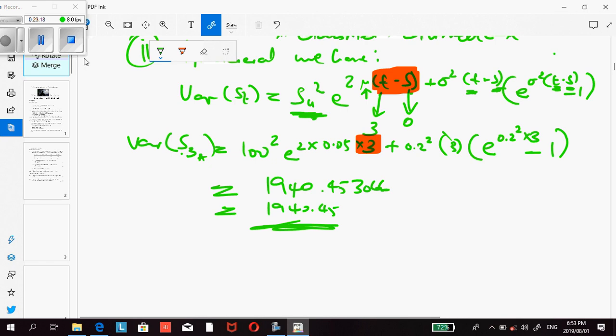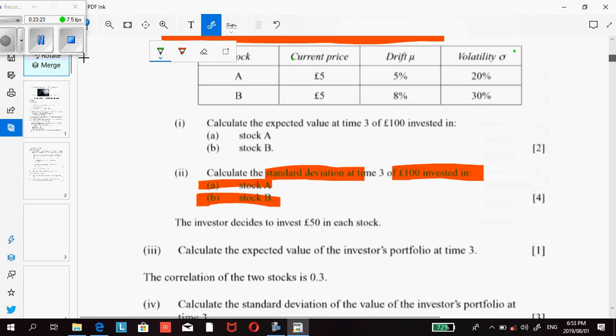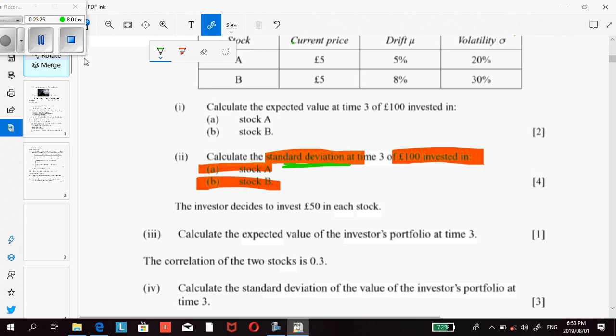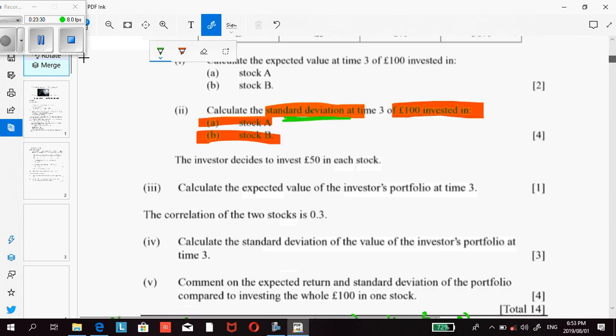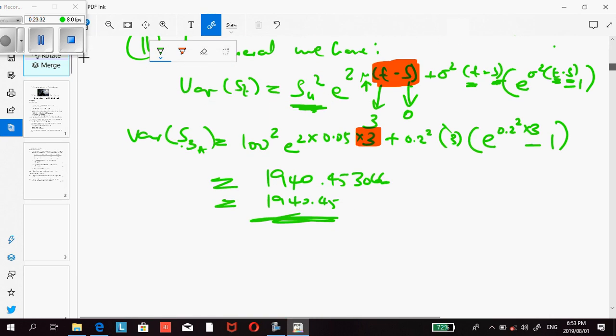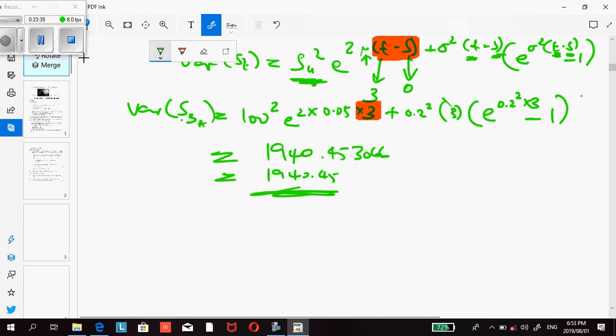Now, don't forget to always ask yourself if you've answered the question. The examiner is looking for the standard deviation. Now, you can't stop there, because from your variance, you're going to get the square root. So the standard deviation of A at time 3 will just be the square root of this. And you're going to get 44.05.